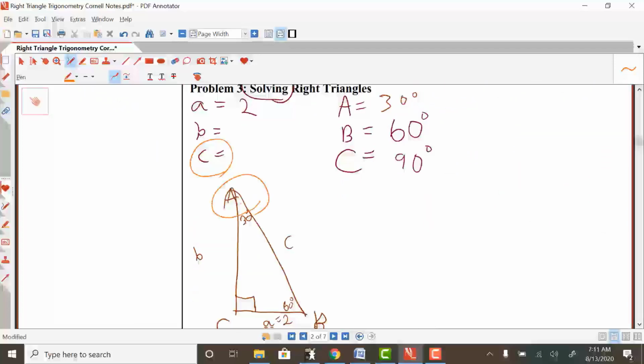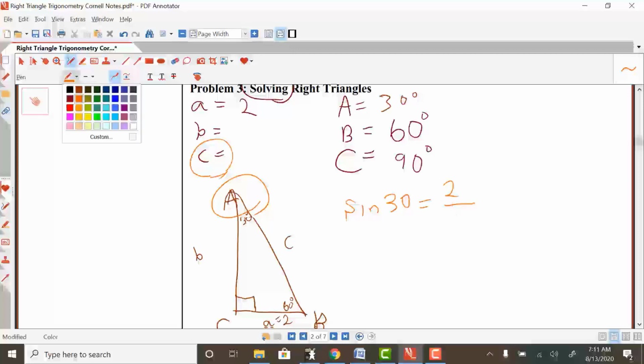Okay, I'm going to stand on corner A, and I'm going to set up sine. I'm not going to do sine of A. I'm going to do sine of the actual number, 30. It's going to be the opposite, which is 2, over the hypotenuse, which is C, and that's what I'm looking for.